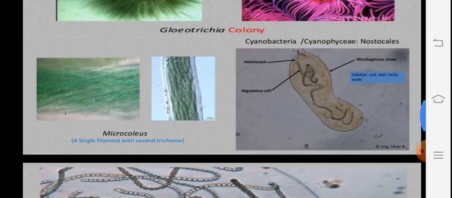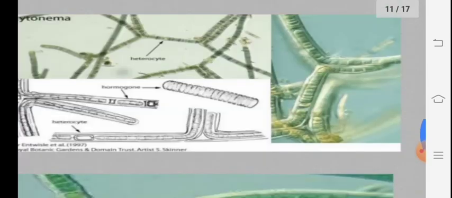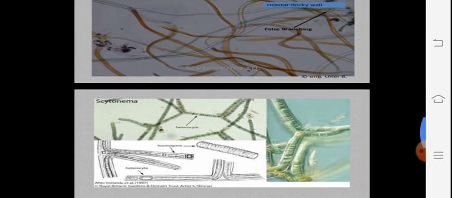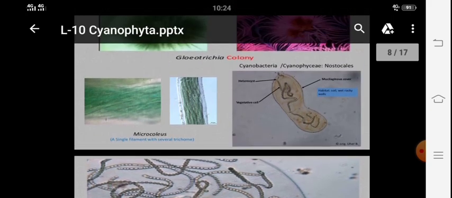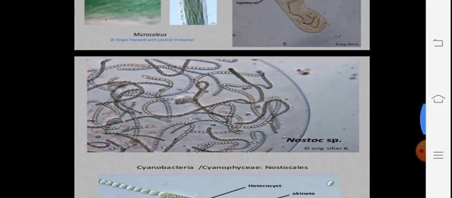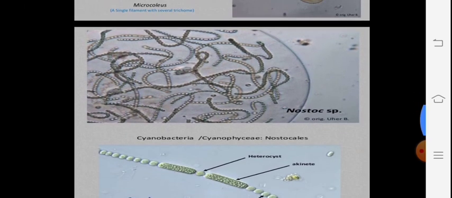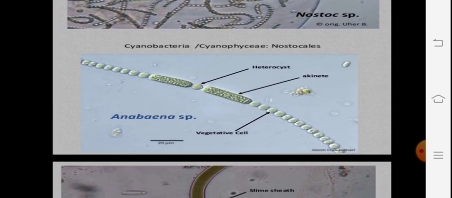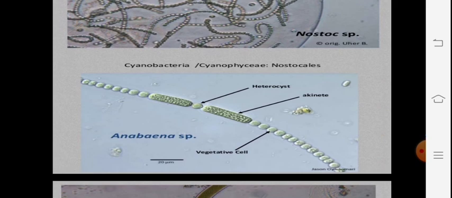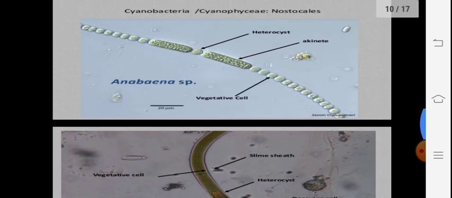Then our Microcoleus is the one. Cyanobacteria, in cyanobacteria we have this type of structure. Then as we are knowing, there is the Nostoc colony, or our Nostoc balls. So Nostoc shows the trichome, and each magnified shows a structure, the heterocyst. Then akinetes are there. Akinetes are the storing reservoir material. So the same thing is in the Nostoc, right?